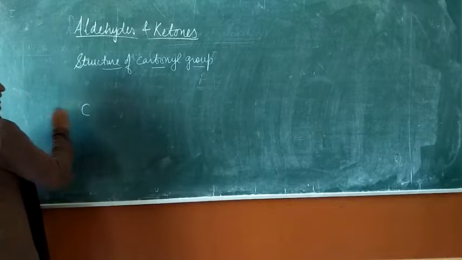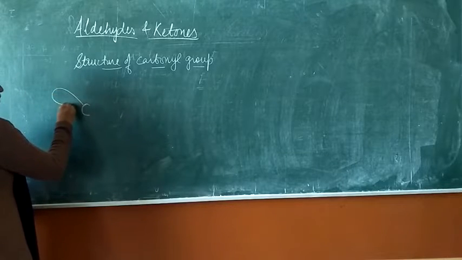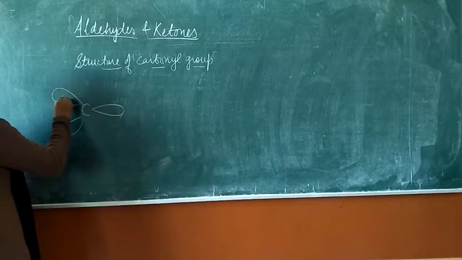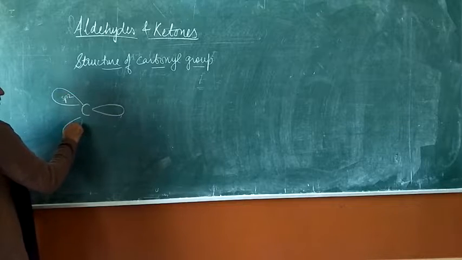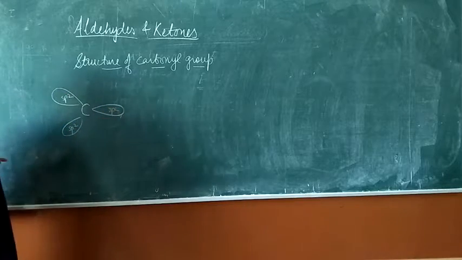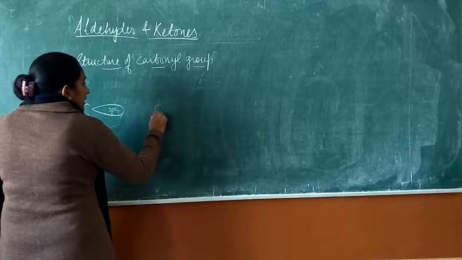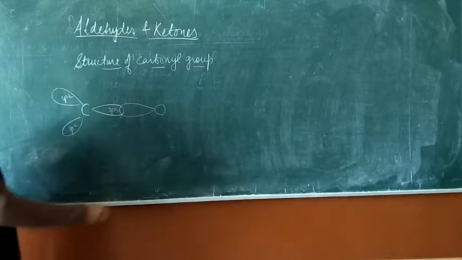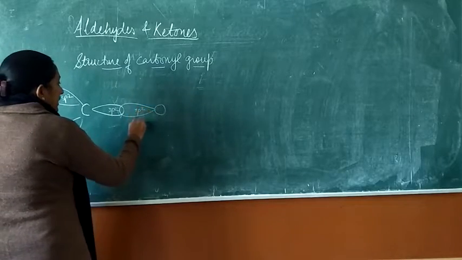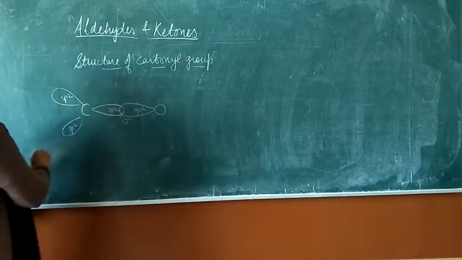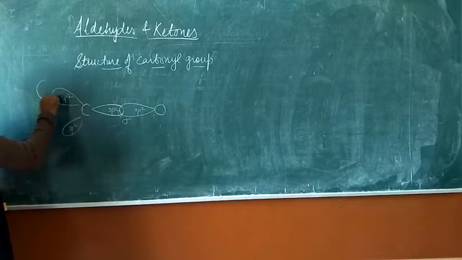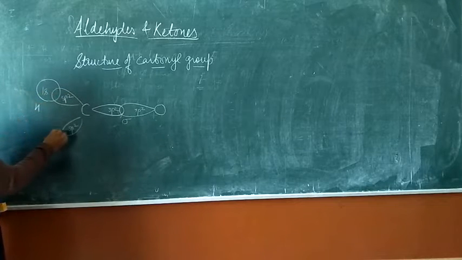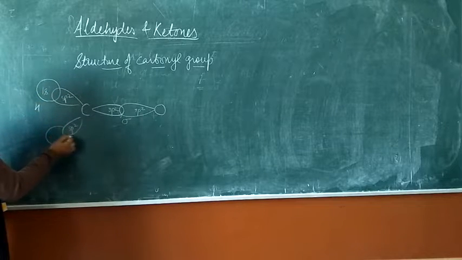So here, this is the carbon of the carbonyl group. It undergoes, students, sp2 hybridization and has 3 sp2 hybrid orbitals. So this is sp2, this is sp2, right? Now this sp2 hybrid orbital will overlap with the sp2 hybridized oxygen atom, right, and will form a sigma bond, right? And here also, this is with the 1s of hydrogen, right, and this is with the carbon atom, right?